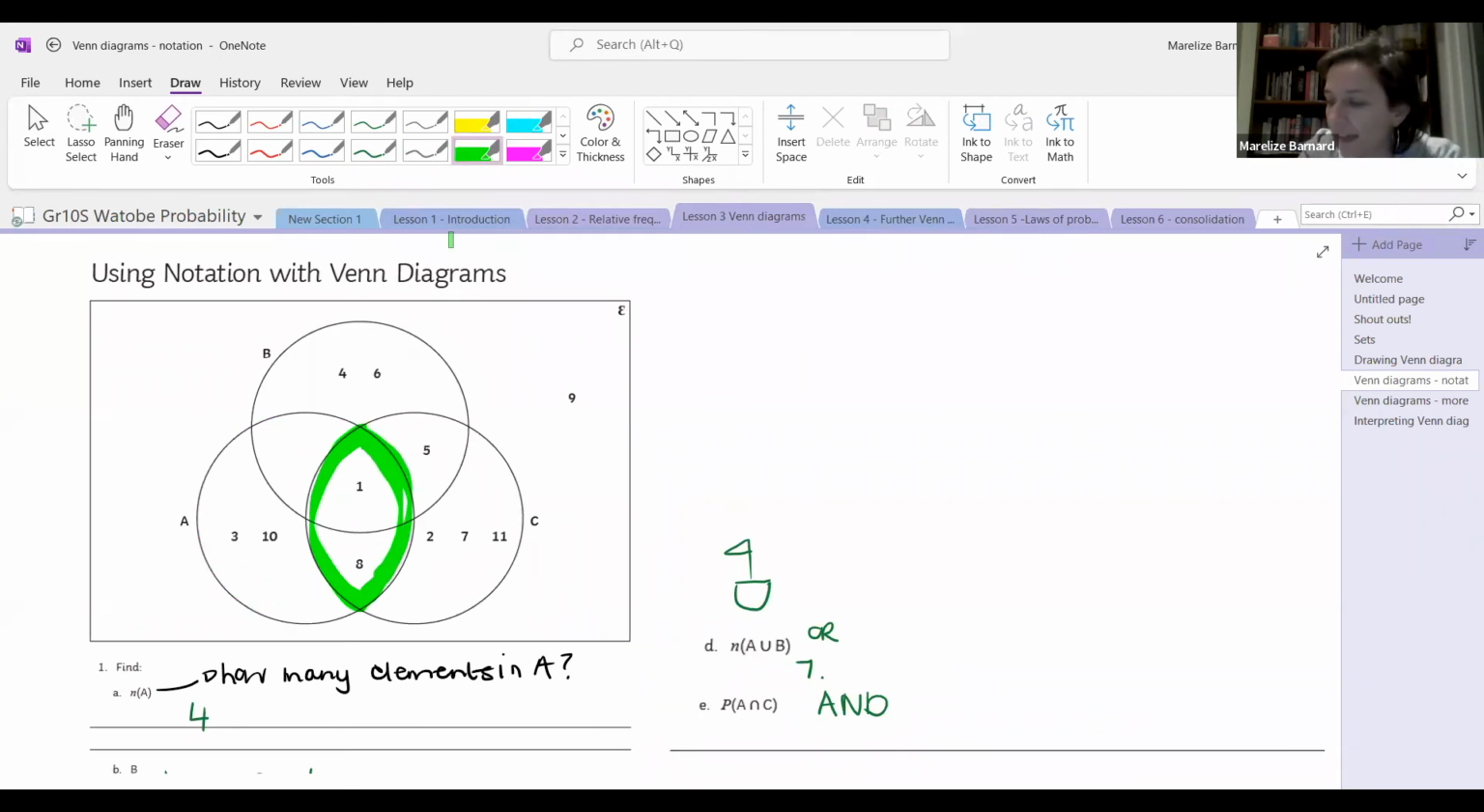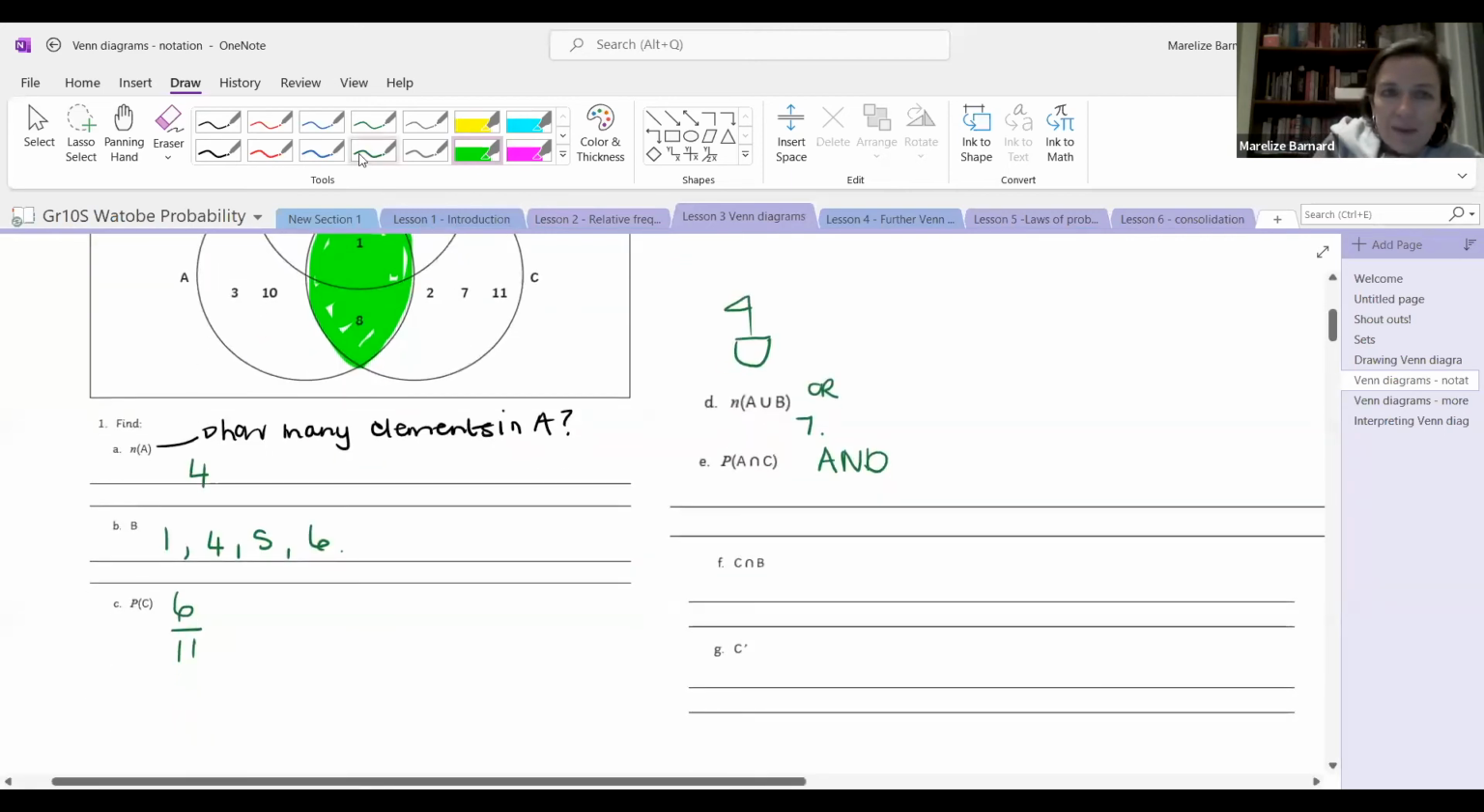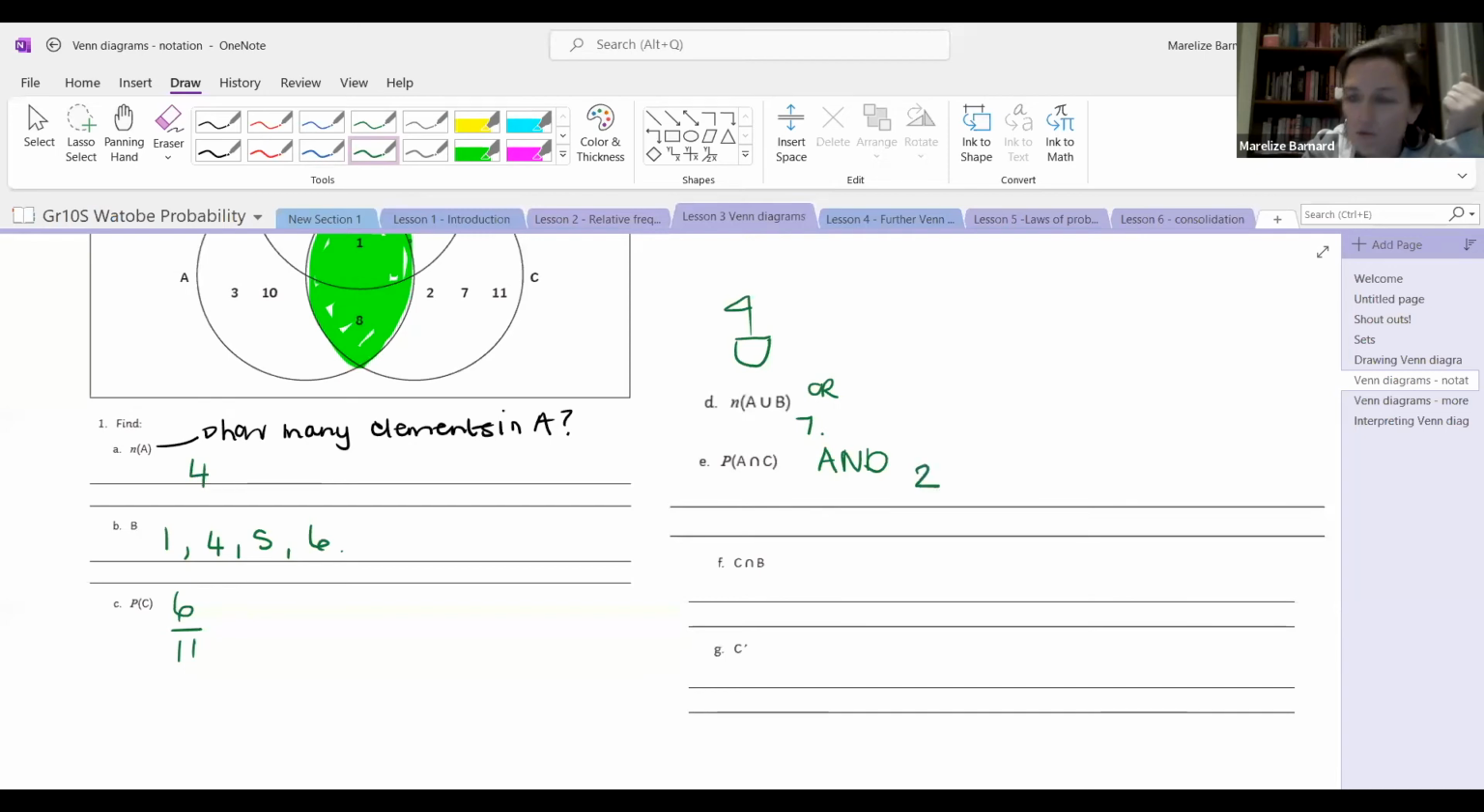If we are looking at the overlap, we are looking at this part here for A and C. I think it's time you get some color pencils to help with this. So it's the 1 and the 8, so that's 2. And there's a total of 11 outcomes, and that's my probability.